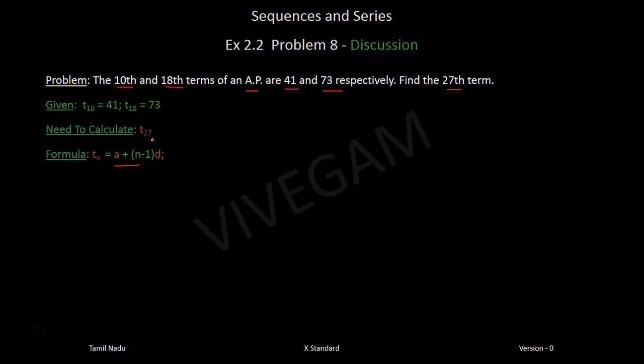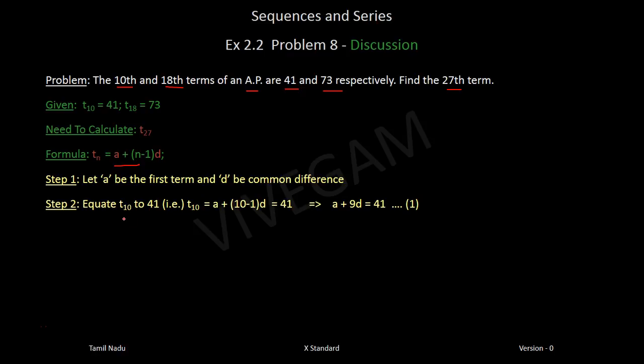Okay, so that's how this problem is to be done. What I'll do is let me summarize the steps here for you. Let A be the first term and D be the common difference. Right? Because unless we know A and D, we cannot go forward. Equate T10 to 41. They have given T10 is 41. Using this formula, T10 equal to A plus n minus 1 into D, and that's a formula, right? But n is 10, so it becomes A plus 10 minus 1 into D, that's equal to 41, which is given.